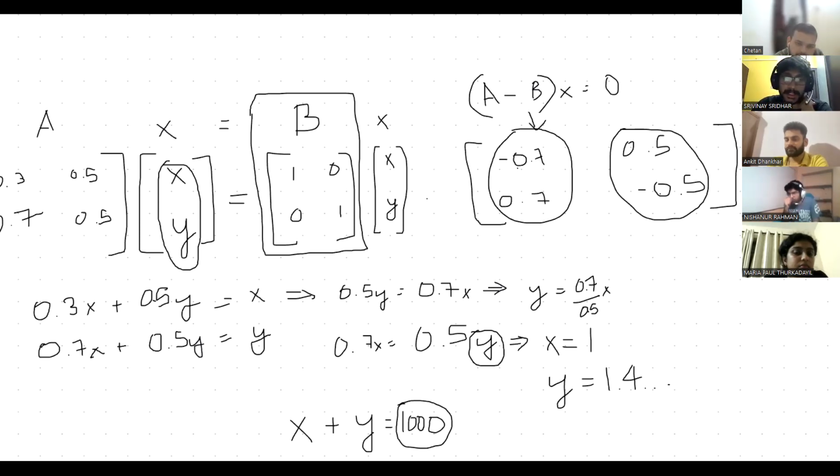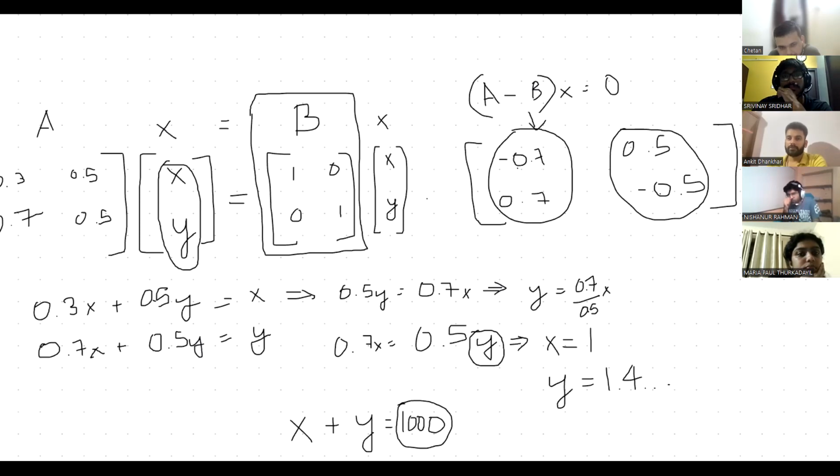Is it a particular point? Is it a set of points? A set of points. What set of points? It is of the form alpha, a constant times a single point only. If we find a solution, then the rest of the solutions will be a constant factor multiplication of it.